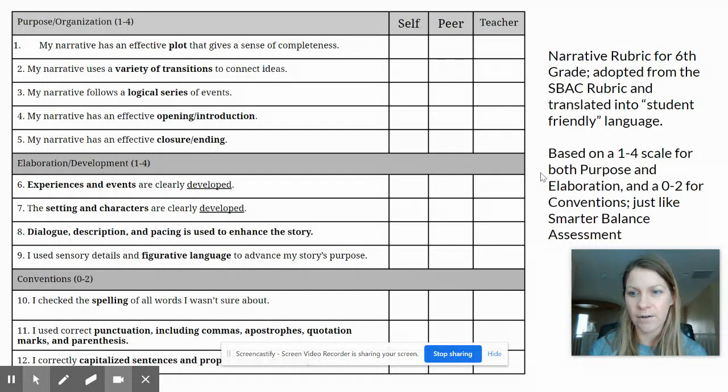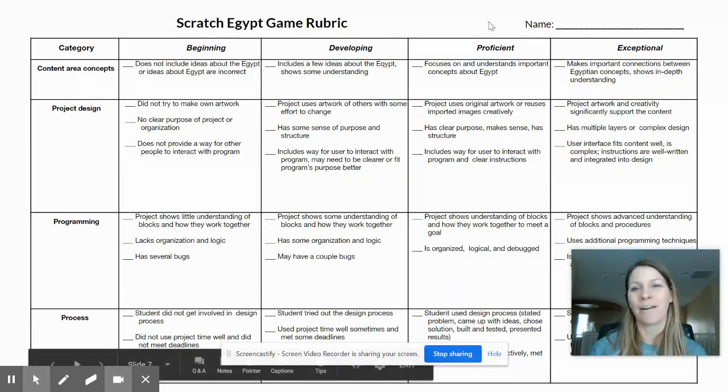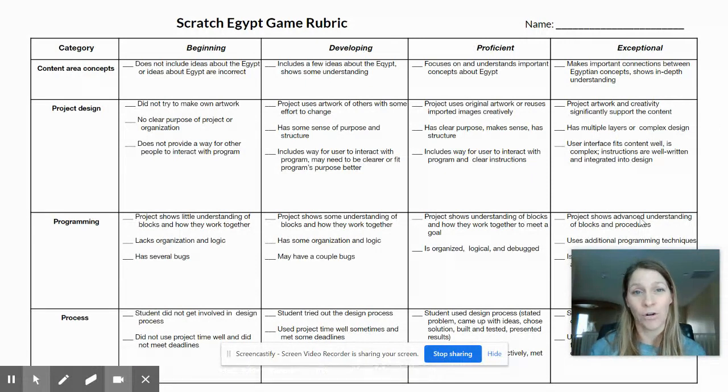So that kind of takes care of the ELA, and I'm running out of time, so I'll go quickly here with this next one. My Egypt game. Students are introduced to ancient Egypt, and then they create a Scratch game based upon this. And so this is the rubric: are you beginning, are you developing, are you proficient, or are you exceptional? And do you make this cross-curricular?